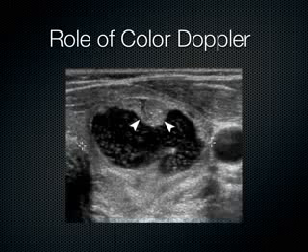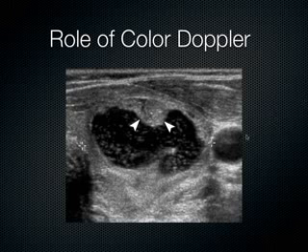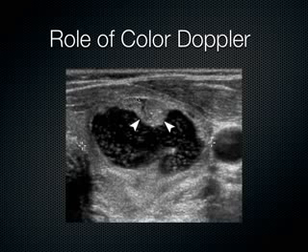And this is an image here of a thyroid nodule, mostly a cystic thyroid nodule. There is this kind of mural component seen here with the grayscale.